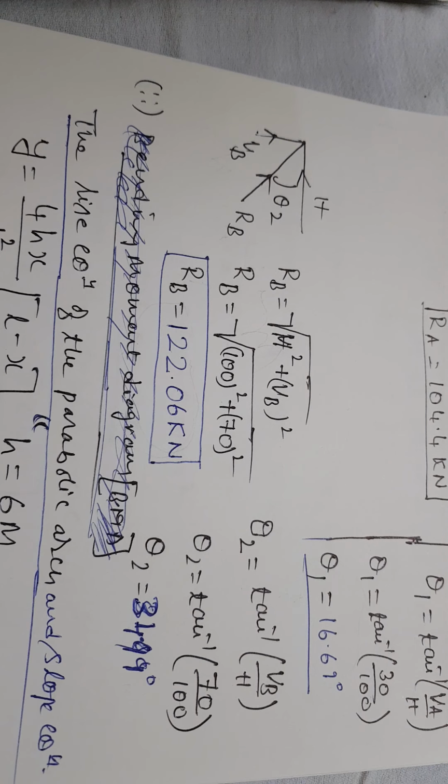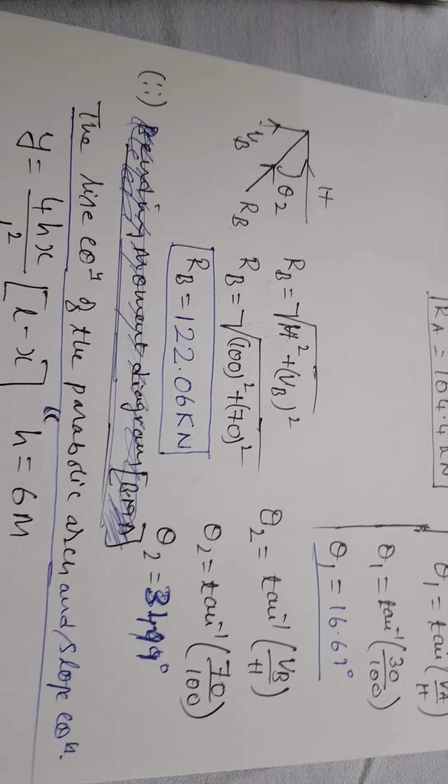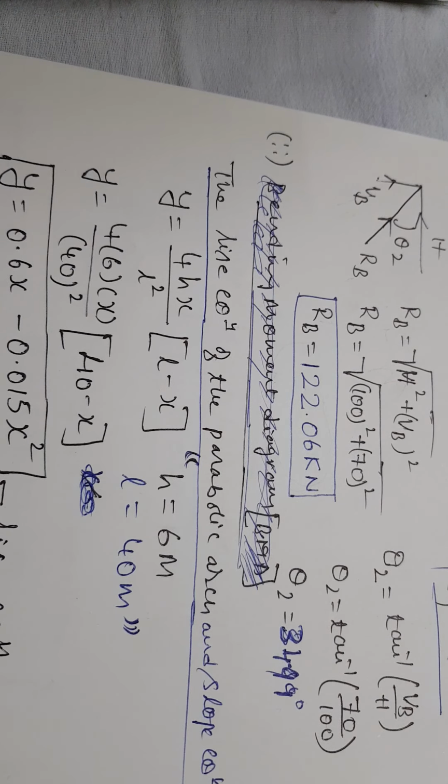Next step is to find the rise as well as the slope equation that I told in the beginning itself. We know it is a 3-hinged parabolic arch, so the rise equation is y equal to 4h x divided by L square, whole multiplied by L minus x. If you have any doubt, for a parabola we follow this as the rise equation, where h is the rise, which is 6 meters as given in the question, and L is the span, which is 40 meters.